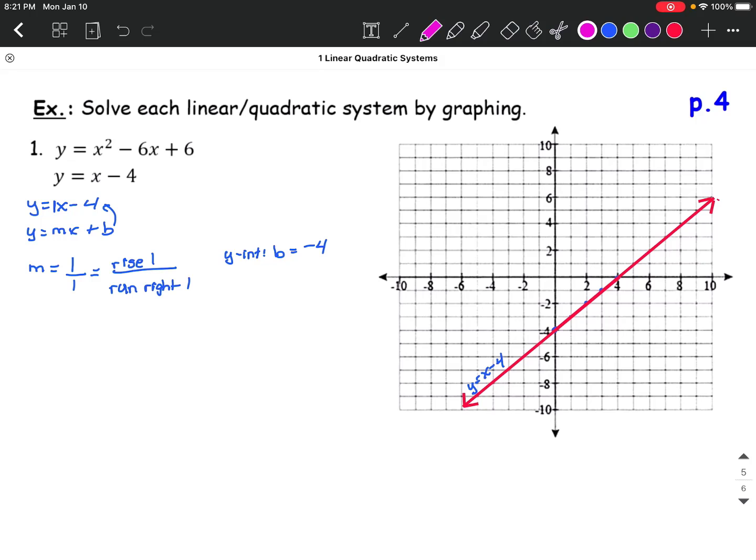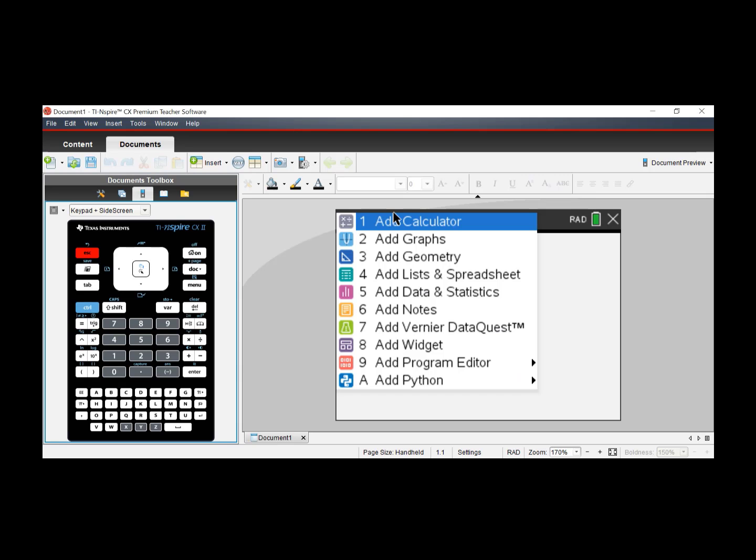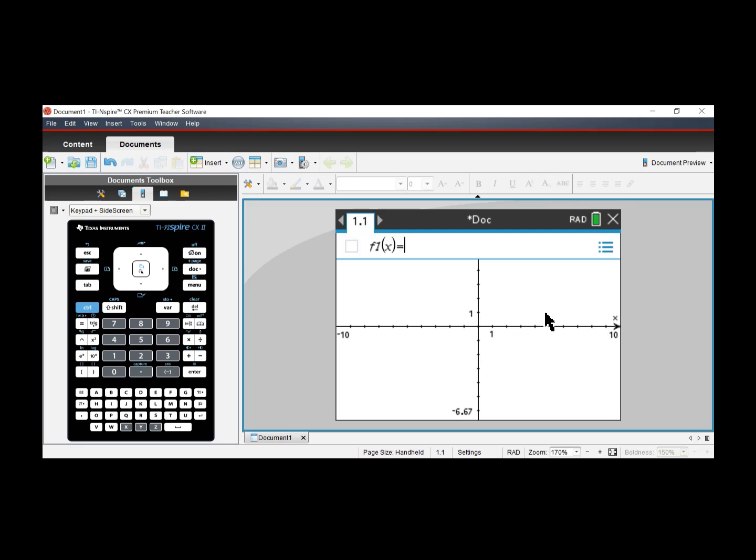Now let's take a look at our parabola. y equals x squared minus 6x plus 6. We're going to make an xy table, but in order to do that, we need to go get our handy dandy calculator. Okay, so let's jump to the calculator. Okay, so we're going to open a new document. We're going to add a graph page.